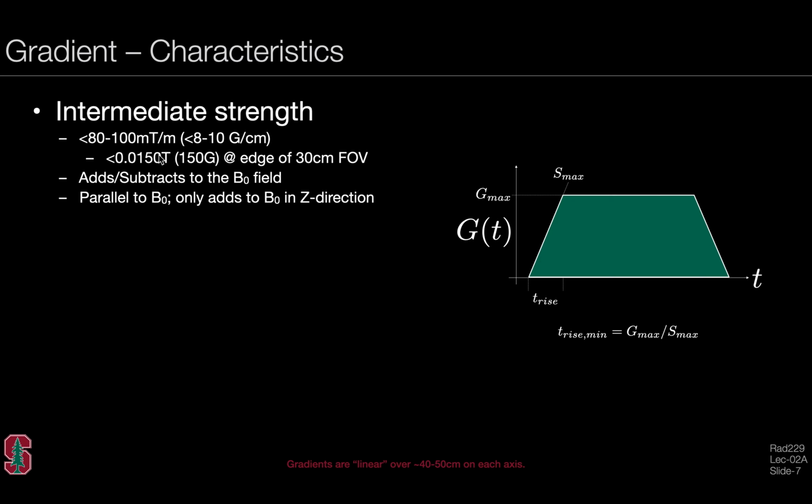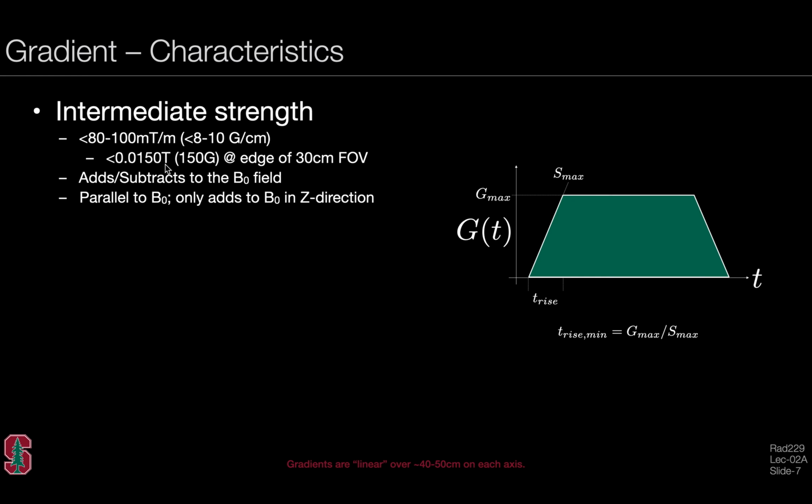And if you just simply think of the units here as being units of field per distance, then we can multiply these kinds of applied field strengths by the nominal dimensions of a field of view that we might be interested in. And we can see that we would arrive at about 150 Gauss, or 0.015 Tesla. So the maximum fields generated by gradients are on the order of millitesla.